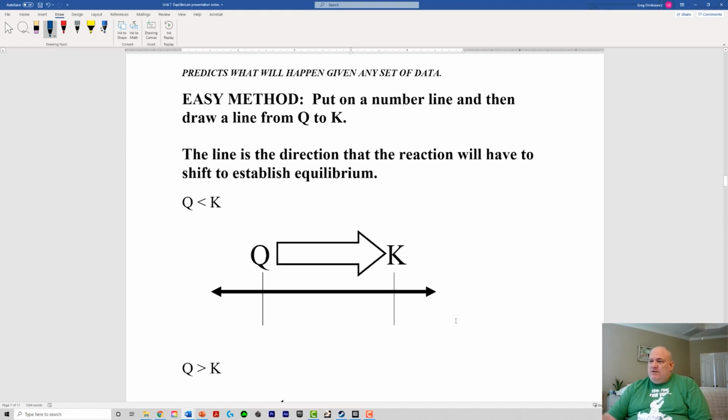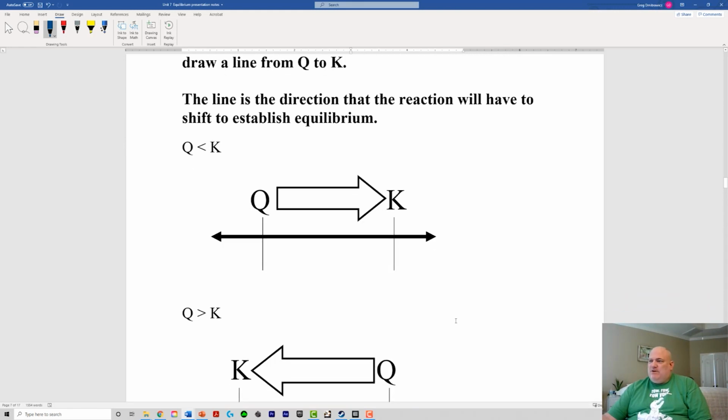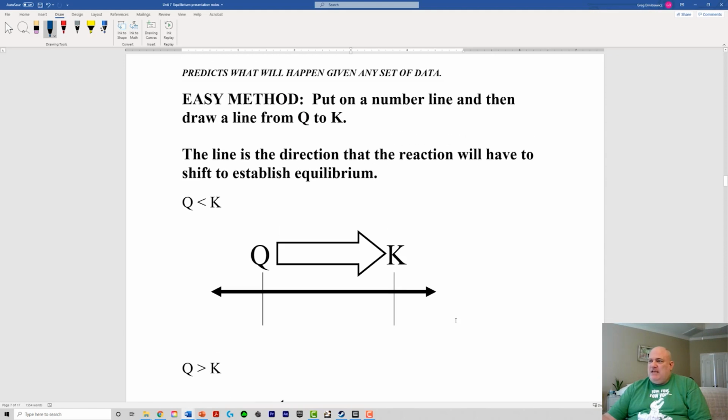So what I want you to do is pretend that we have a number line, and we're going to write Q and K, depending on whichever one is bigger. So this is an easy way to figure out which direction the reaction will shift, and this is important in all of our problems.